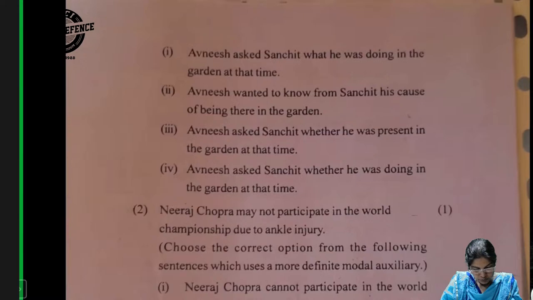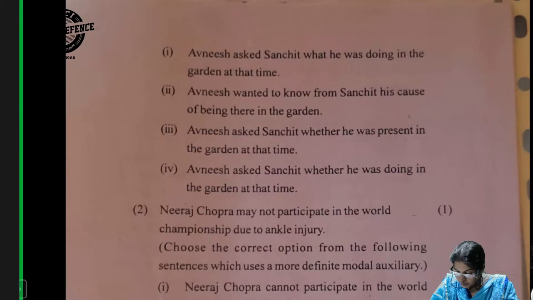Okay. So, what will be the answer? Avnish asked Sachit what he was doing in the garden at that time. That is the correct answer. Okay. What he was doing in the garden at that time, which is the indirect narration of that question.